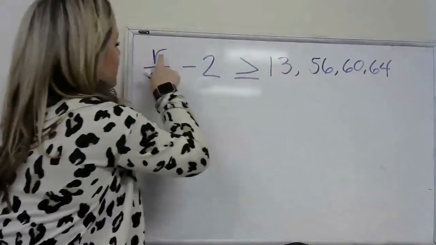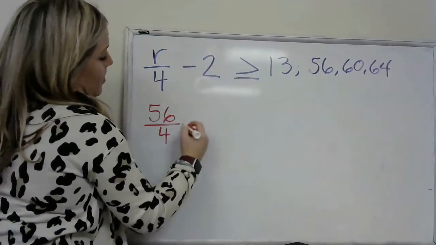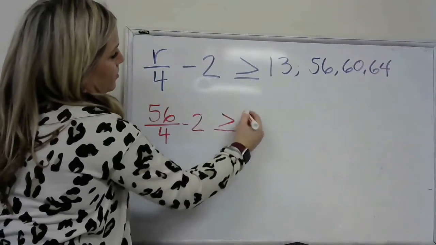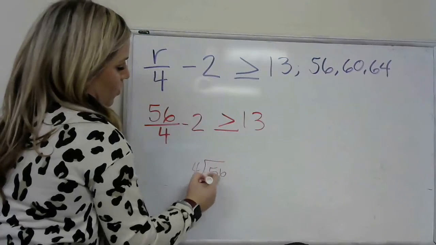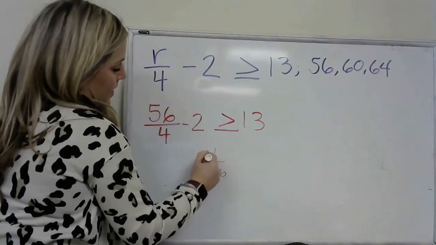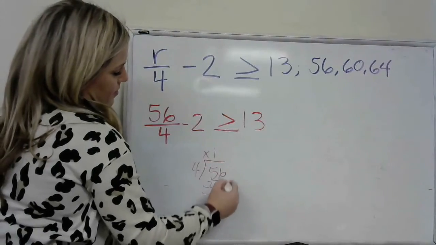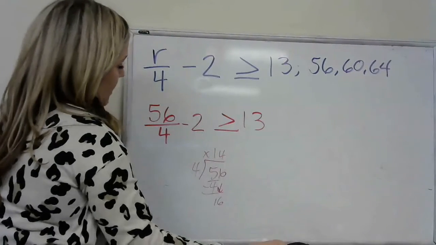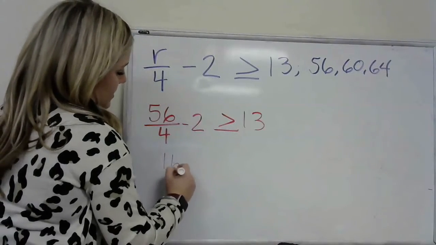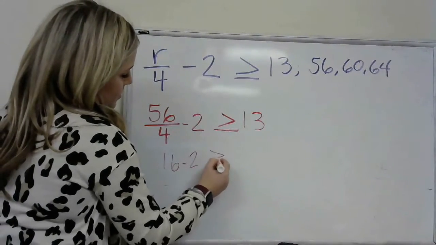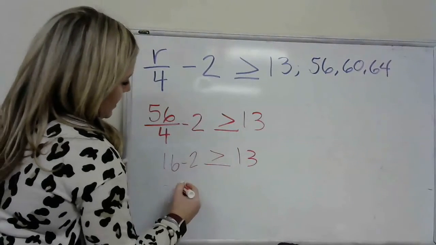So we're going to plug in 56 for R. 56 divided by 4 minus 2 is going to be greater than or equal to 13. All right, so I'm just going to come down here. 56 divided by 4. 4 goes into 5 one time. 1 times 4 is 4. 5 minus 4 is 1. Okay, 16. So 56 divided by 4 is 14. So 14 minus 2 greater than or equal to 13.